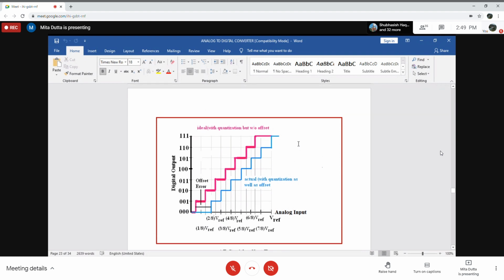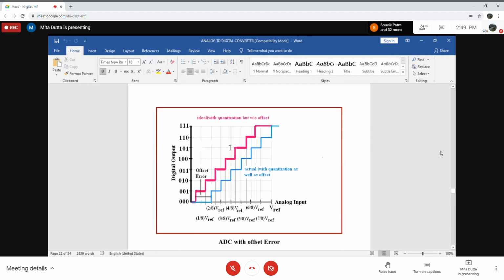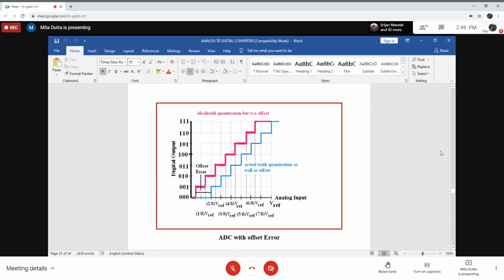Or if there is an amplifier and comparator input offset voltage, it is the horizontal transition of the graph for the input-output relation. Now from this, the ADC with offset error, this curve is visible to you.